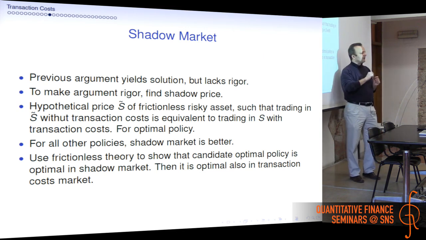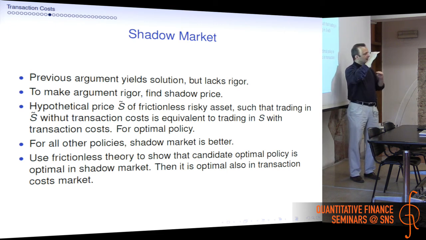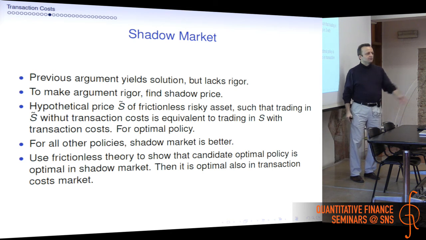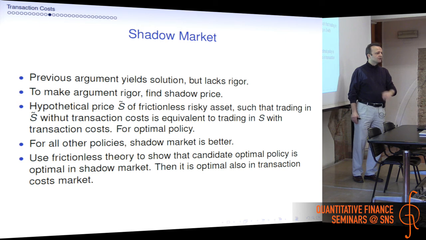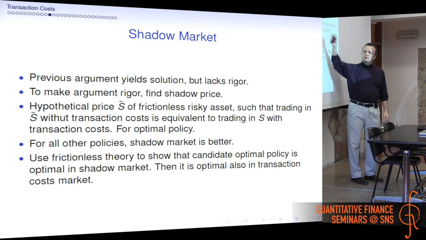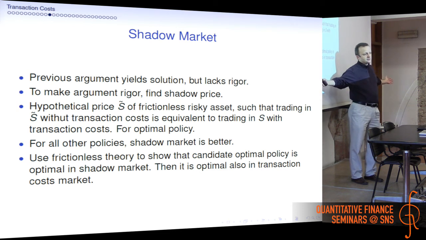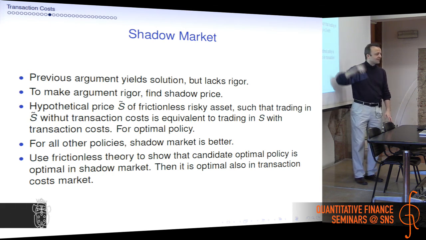But that, if it existed, it would have a price, S tilde, which is always between the bid and the ask. So if I ask you, do you prefer to trade the original asset, which when you buy, you pay the ask, and when you sell, you get the bid? Or do you prefer to trade the shadow price? The answer is the shadow price, because you pay less when you buy, and you get paid more when you sell. So the shadow price is always better.